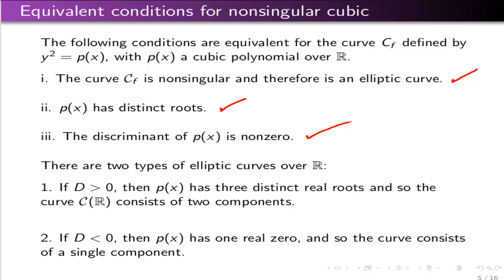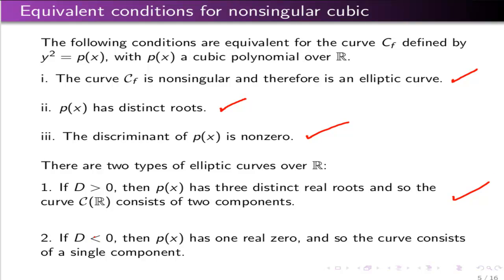Over the real numbers, we get two types of curves when you're actually sketching the graphs. We can have two components. So if the discriminant is positive, that means the polynomial p of x has three distinct real roots. I'll let you think about that. And so the curve will have two components to it. I'll draw a picture in the next slide.